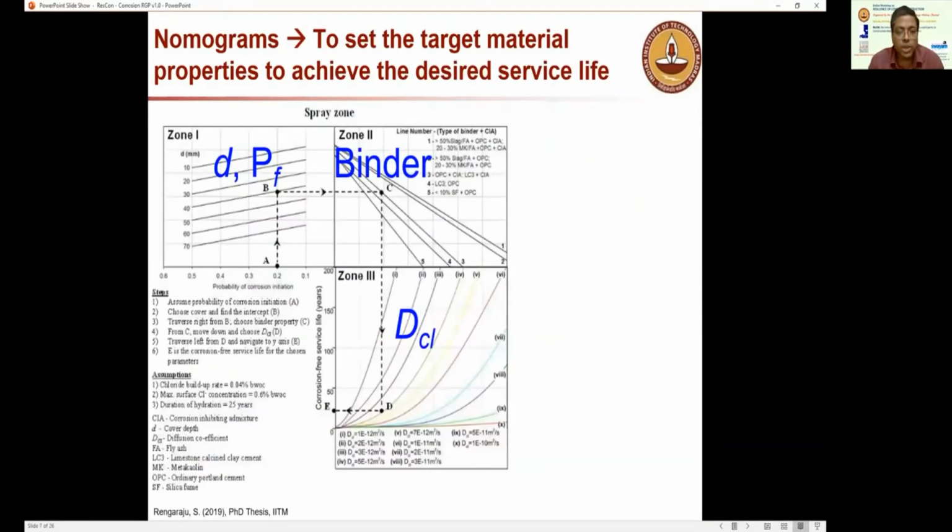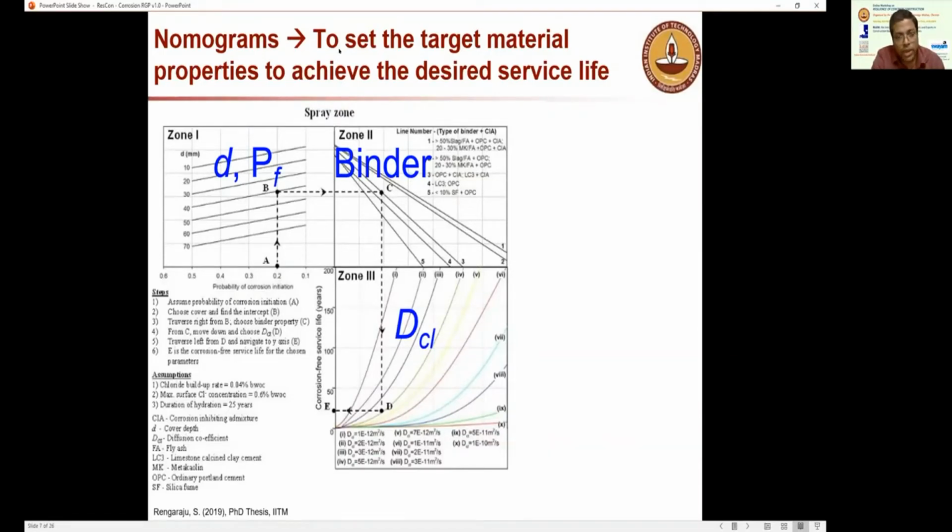So how do we use these parameters to determine the service life? Fick's second law of diffusion is a widely used mechanism. And then here we have made this nomogram, which uses those principles. We made a simple tool which a practicing engineer can easily use to do some preliminary estimates of service life.